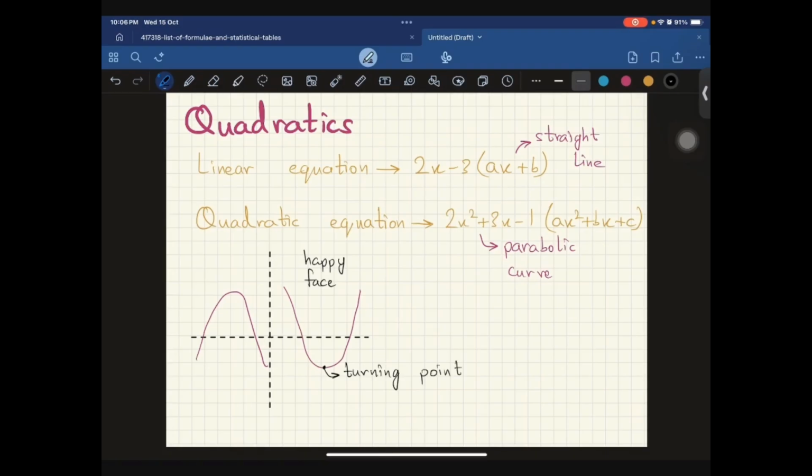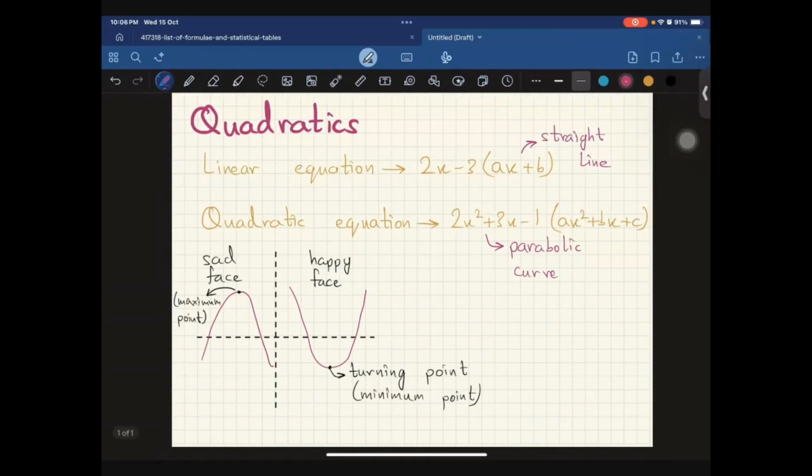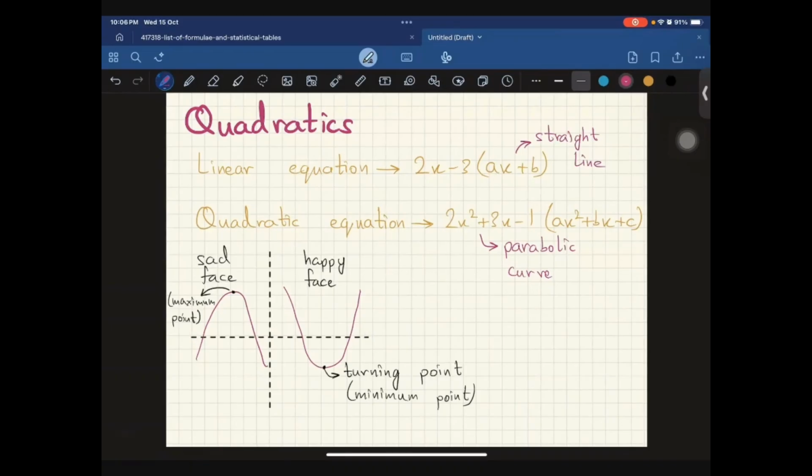So the turning point for a happy face curve is at the bottom, so it is called the minimum point. On the other hand, a sad face curve will have its turning point at the top, which is why it will be called a maximum point. Make sense? Yeah. Yes. Now I'll just extend the sad face curve a bit. So let's say it's reaching the y-axis.